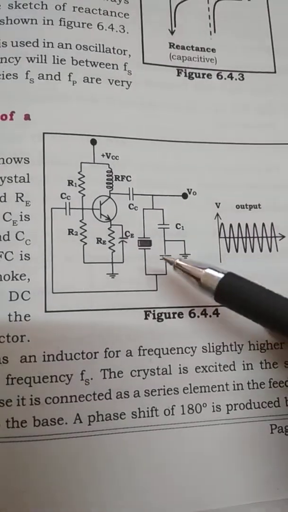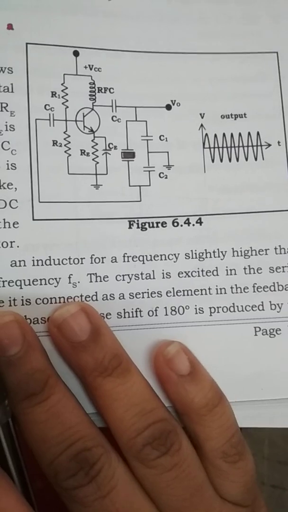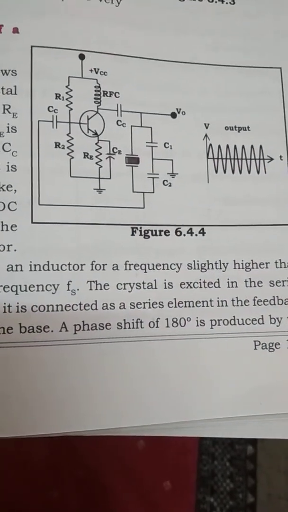So this is the circuit diagram of a crystal oscillator. In this video, I'll explain the operation of the crystal oscillator. In the oscillators we've studied till now, LC oscillator, RC oscillator.